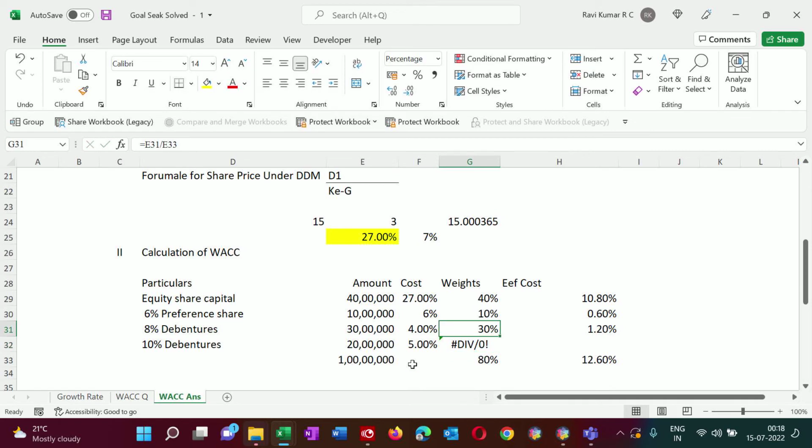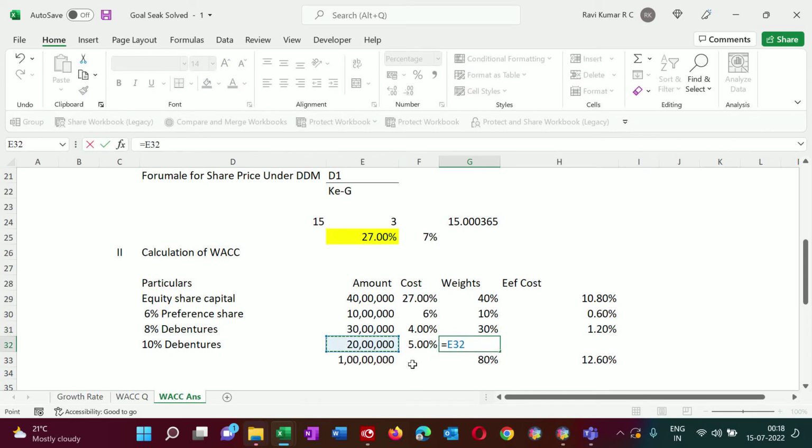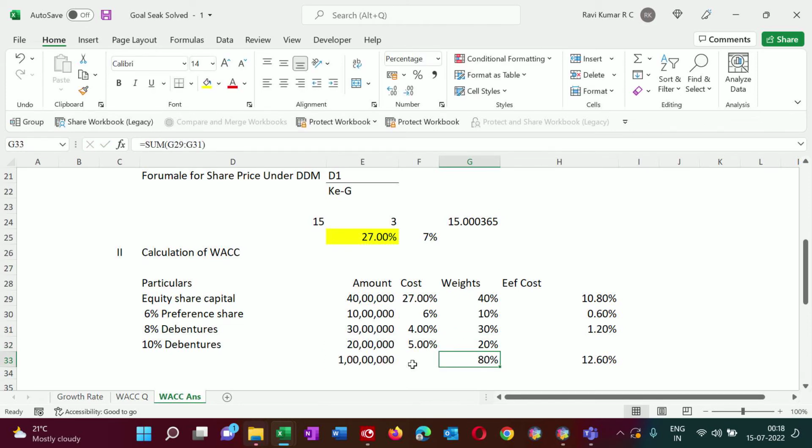Weights, I have to get the weight. This divided by this, it is becoming 100%. Then the effective cost has already come, except this item. I'm going to put this item. Now I'm going to total all this. Therefore, the weighted average cost of capital under the second scenario is 13.6.